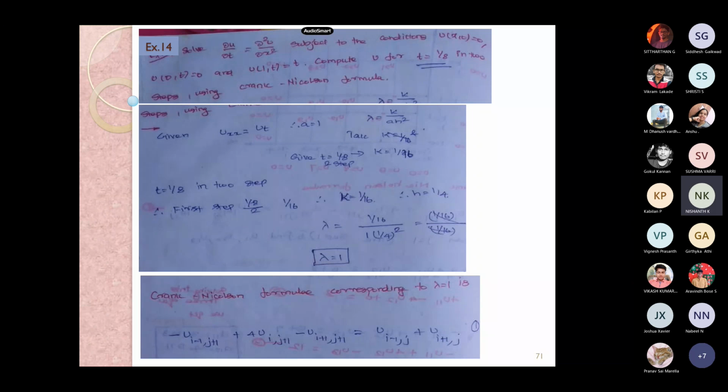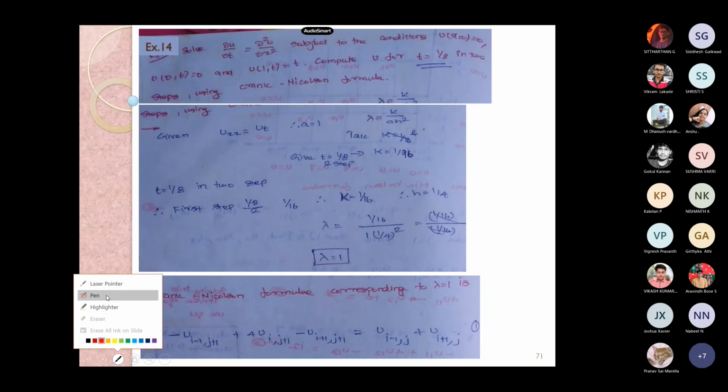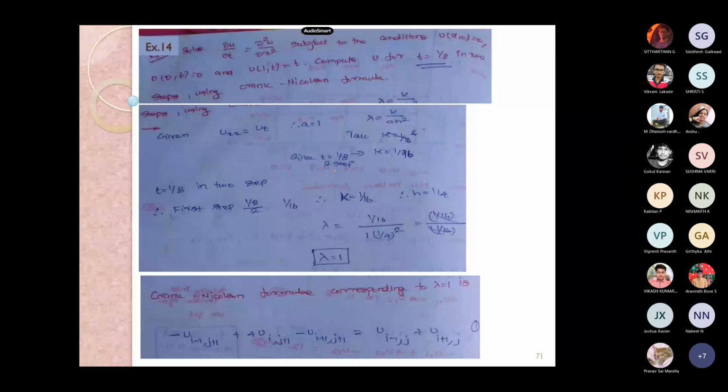The lambda value is equal to k divided by a h square, and t is equal to 1 by 8 in two different steps. Therefore, for the first step we take t as 1 by 16, so k is equal to 1 by 16. In order to reduce the lengthiness of the problem, it is advised to take lambda is equal to 1.